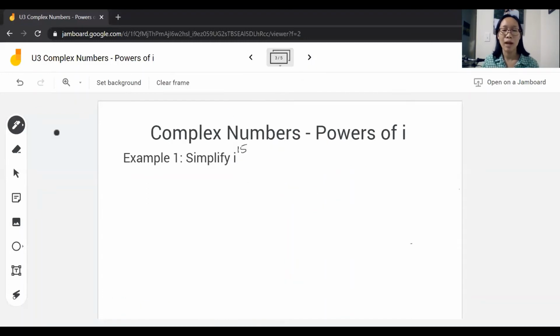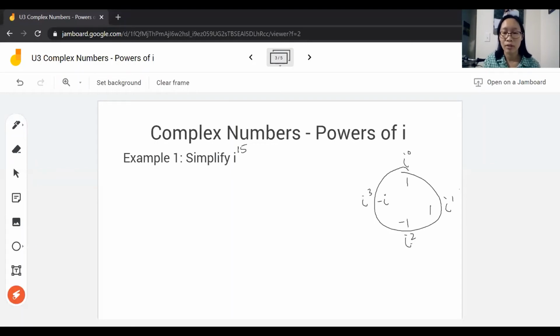In this example, we're asked to simplify i to the 15th power. So I'm going to draw my clock to help us out. If I really wanted to, I could just count my way around. So 0, 1, 2, 3, 4, 5, 6, 7, 8, 9, 10, 11, 12, 13, 14, 15. So 15 tells me that I am at -i, but this is kind of time consuming and not super efficient. So let's take a look at how we can do this algebraically.